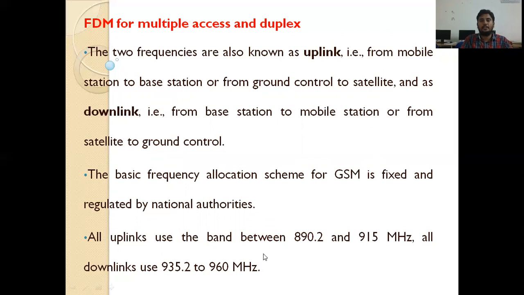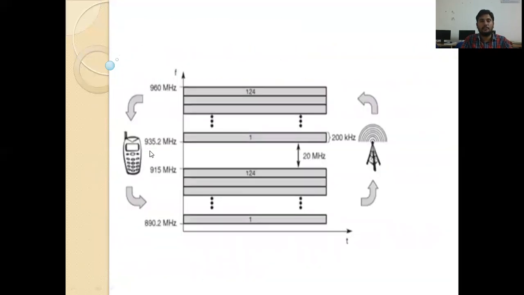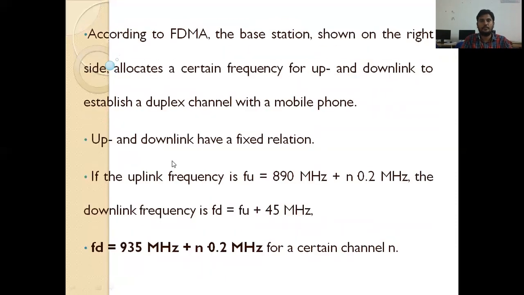So from 890 to 960 is the allocated range. In this range, 890 to 915 is for uplink, and 935 to 960 is for downlink. So these are the different frequency ranges. Frequency range from 890 to 960. In this, 890 to 915 is for uplink, 935 to 960 is for downlink. So according to FDMA, the base station shown on the right side allocates a certain frequency for up and down to establish a duplex channel with a mobile phone.